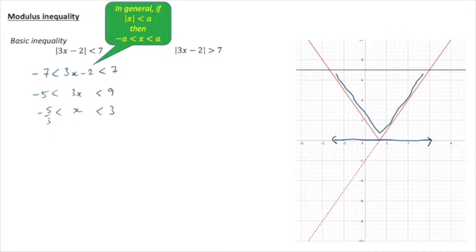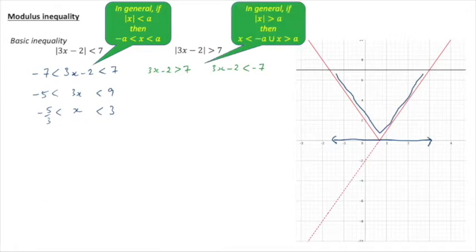Now we can also, in basically the same way, solve mod 3x minus 2 is greater than 7, because then we either have 3x minus 2 is greater than 7 or 3x minus 2 is less than minus 7. In general, if mod x is greater than a, then x is less than minus a, or, and that union sign means or, x is greater than a. So those are the possibilities. You've got to be very careful always with moduli. A bit like with squared things, it splits into two cases some of the time.